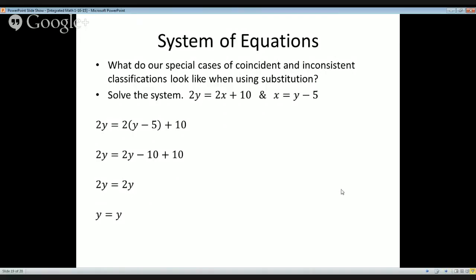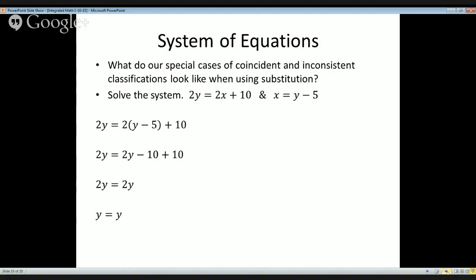Remember, we also had the situation where there were multiple solutions. Here's a situation where there are multiple solutions. And it's nice because the second equation here says x equals y minus 5. So in the first equation, I'm going to replace the x with the y minus 5, and you can see that in the work that I did. So I end up with 2y equals 2 times the quantity y minus 5, plus 10. Then I multiply that out and work it through, and I end up with y equals y. And if y equals y, that means that no matter what value I choose for y, it's going to work in both equations. So that means I can have multiple solutions that are going to work.